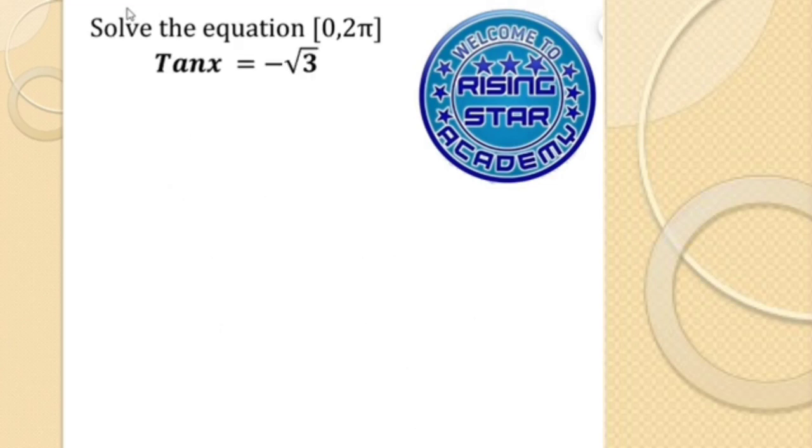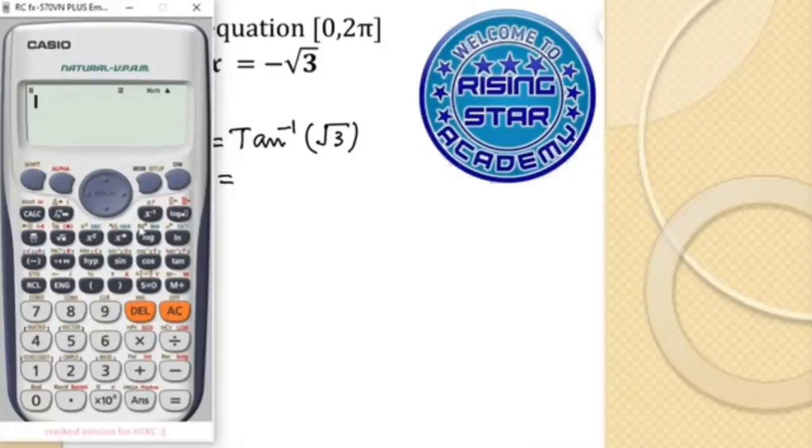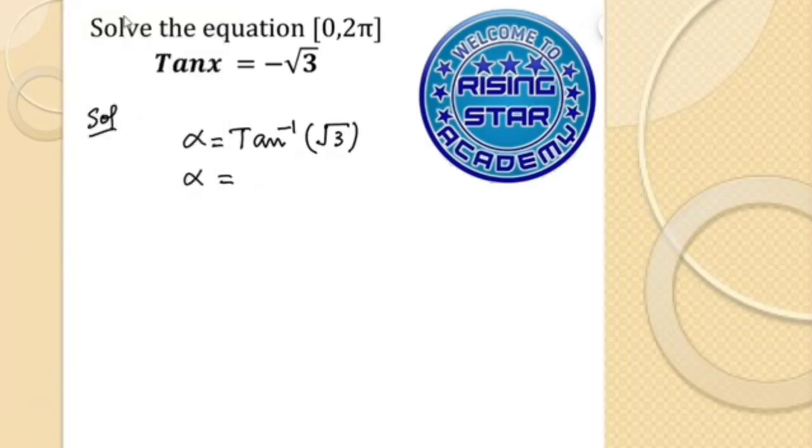Here we have a negative value of tan. So first of all we need to find the basic angle. So that is the tan inverse of square root of 3. Okay, we'll find the basic angle by using the calculator. Shift tan inverse of square root of 3, that is pi over 3. So we'll write pi over 3.